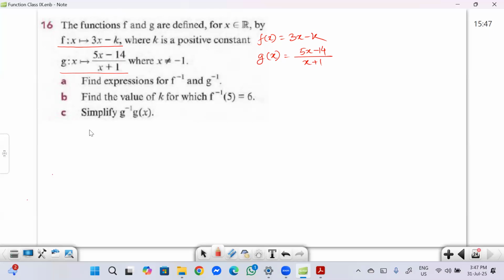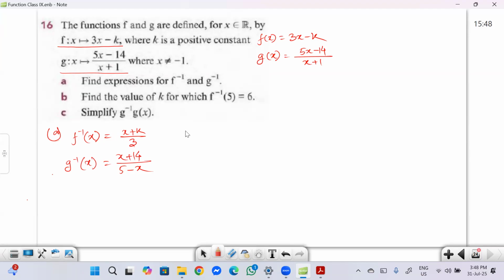So now we have to find the expressions for f inverse and g inverse. There is no domain or range here, so this is actually simple. So what will f inverse be? I'll write it at once, you follow the process properly. f inverse is x plus k by 3. And g inverse cannot be done in one go like this. It is x plus 14 by 5 minus x. That is basically a shortcut formula for that, but we are not trying to do this, at least not now.